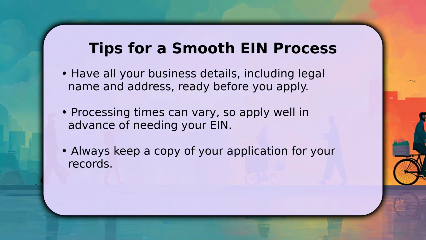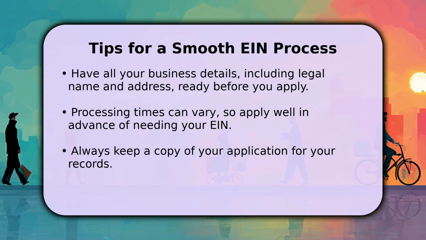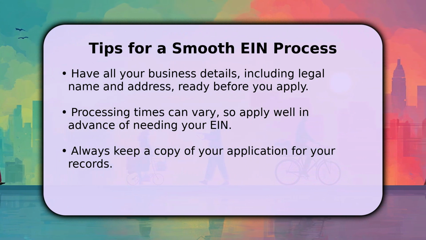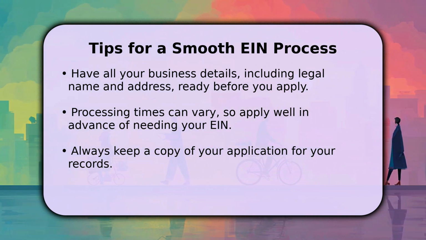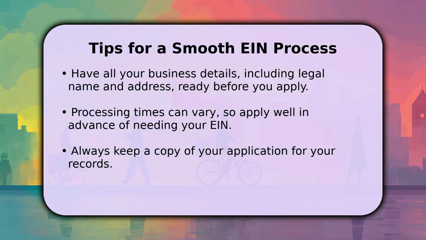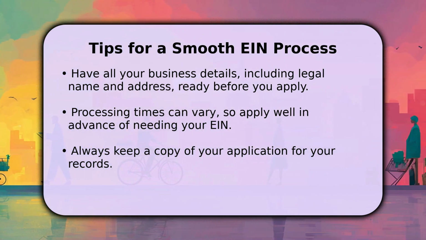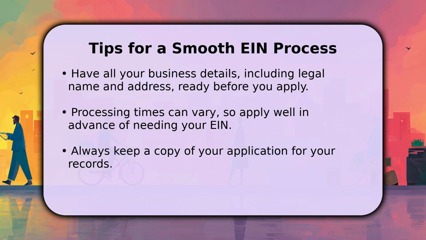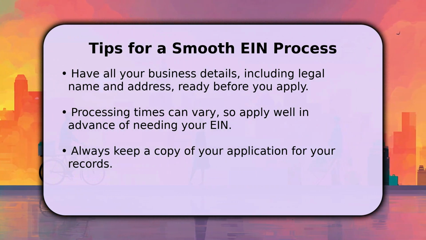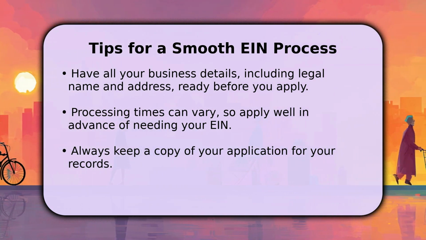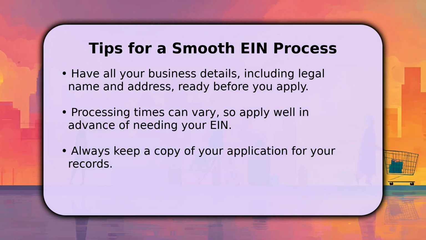To ensure a smooth application, gather all your business details beforehand, including your legal name, foreign address, and business type. Processing times can vary from a few days by phone to several weeks for faxed applications, so apply well in advance. Keep a copy of your completed Form SS4 for your records as proof of submission. With these tips, you'll be well on your way to obtaining your crucial U.S. Employer Identification Number.